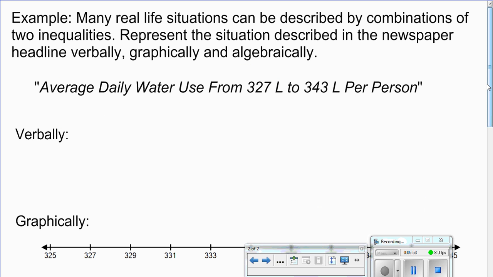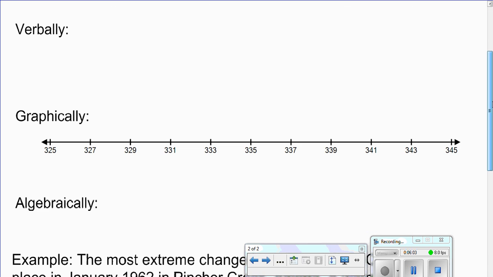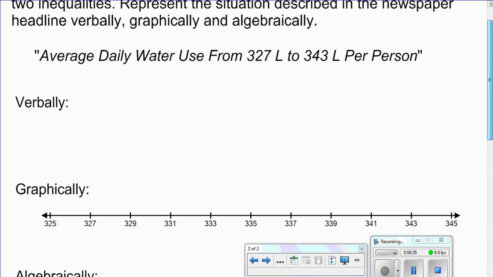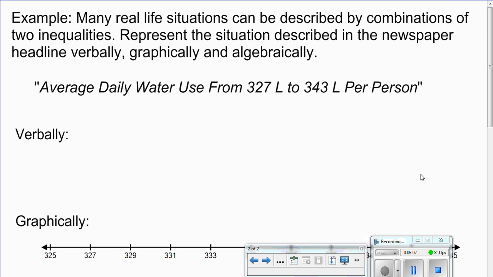Okay, we have a couple of word problems, and that's actually what Sion's here to work on. So you're going to take a look at this word problem. You are going to try to put it verbally and graphically and algebraically, and then I'm going to put up. But you're going to pause this and try it on your own first.